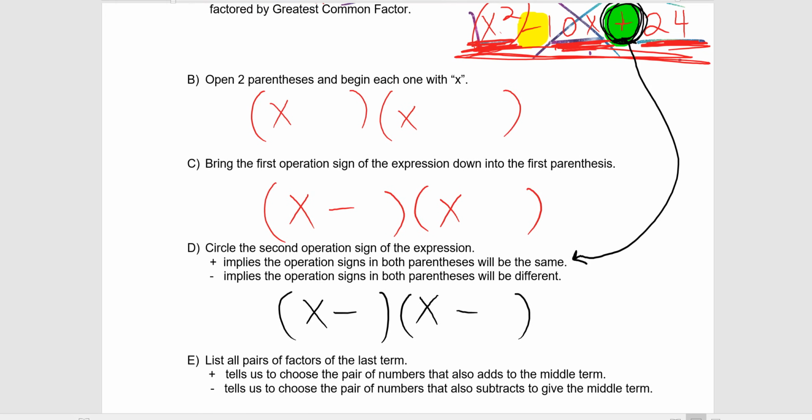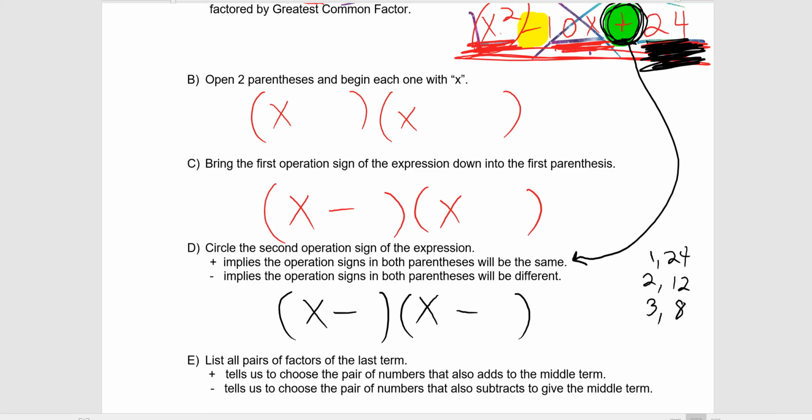Okay, list all pairs of factors of the last term. The last term is this number, 24. We have to list all the pairs of factors that make 24. 1 and 24, 2 and 12. I'm just going up one number at a time. 3 goes into 24 8 times. 4 goes into 24 6 times. 5 doesn't go in. 6 goes in again, but then we're back to this pair. So these are all the pairs of factors of the last term, the 24.